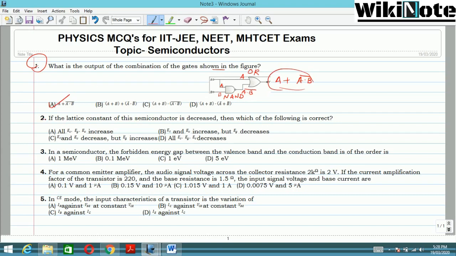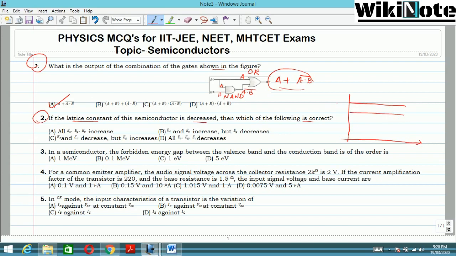Now the second question, this is interesting. If the lattice constant of this semiconductor is decreased, then which of the following is correct? They have actually shown one diagram over here which is not present here. Sorry for the inconvenience. The diagram is like this.